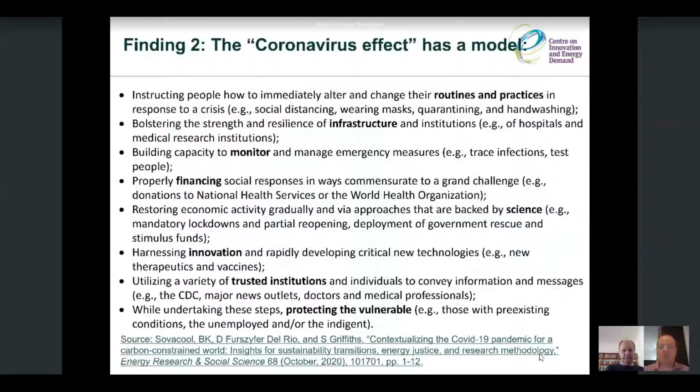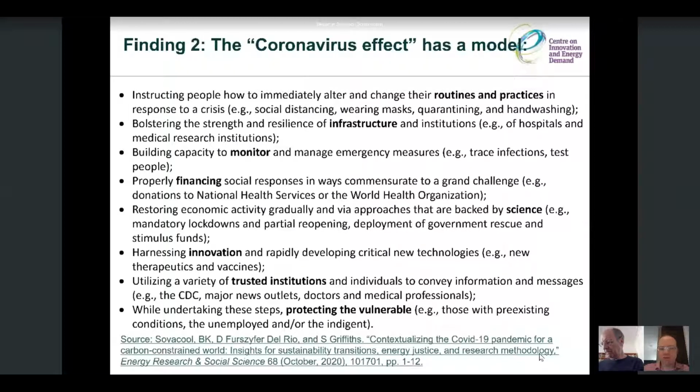I think the other thing that is quite interesting is how we've responded to the pandemic fits a template. And it fits a neat template that I've mapped out here, right? If you were to take how we've responded to the pandemic as a recipe, the recipe has these ingredients. We've changed routines and practices, right? Social distancing, wearing masks, quarantining.